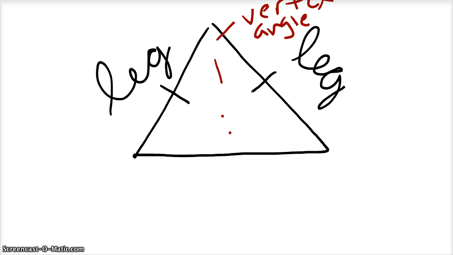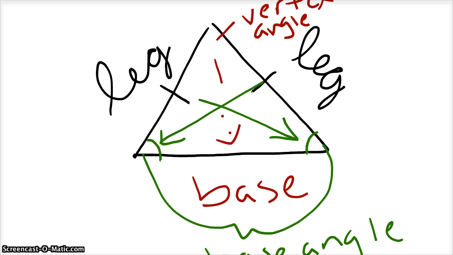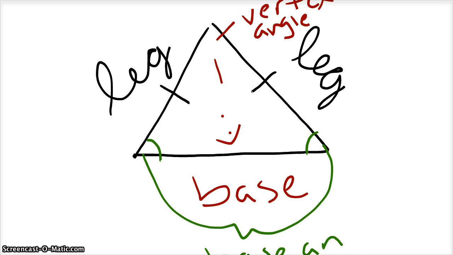Okay, and the side across from me, remember, that's my base. So then this and this would be my base angles. And they are congruent. The base angles are across from the congruent legs, and they are also congruent. Okay, I know it's a busy triangle, but you get the point. Okay. That's pretty much what I need you to have drawn.